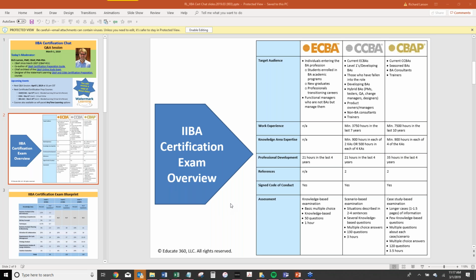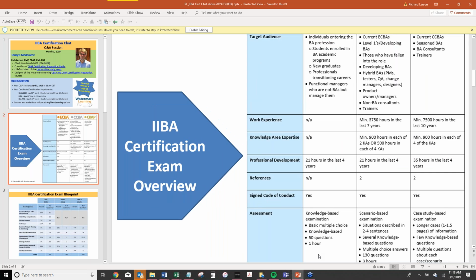Nadim says, if I have around 5 years of IT experience, but around 2 years of actual BA experience, what can I attempt? Can I attempt CBAP, or will my application be rejected? The key here, Nadim and everybody else, is the number of hours. The number of hours is 3,750 for CCBA, and 7,500 hours for CBAP. It's not the number of years. I doubt you'll have that many in 2 years. It's usually about 4 or 5 years to get to that level.